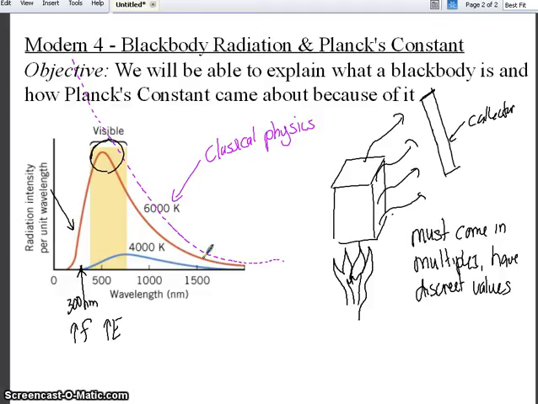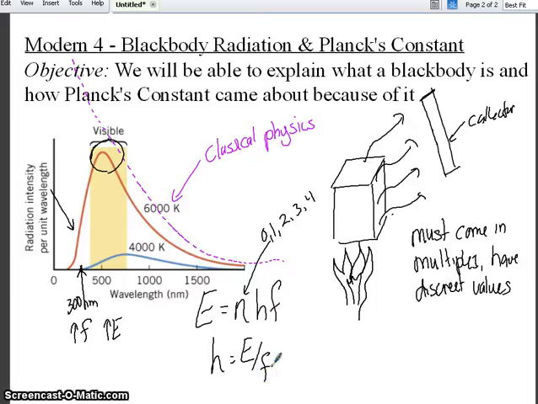And so he had this idea, and this equation came up where the energy of this electromagnetic wave is equal to nhf, where n is just a 0, 1, 2, 3, 4. So n is just a multiple of hf. Okay, n is just a multiple of hf. And so h is what we call Planck's constant. We know this already, E over f. And he found that this constant is equal to 6.626 times 10 to the negative 34th joule seconds.